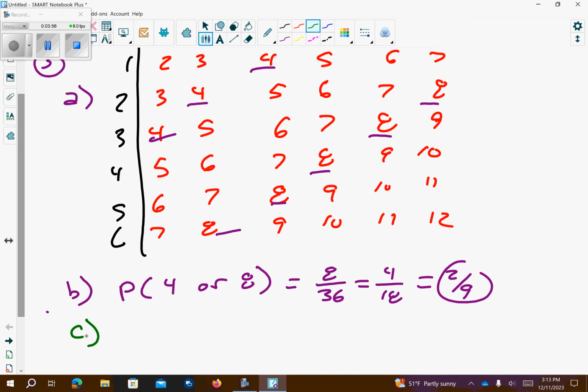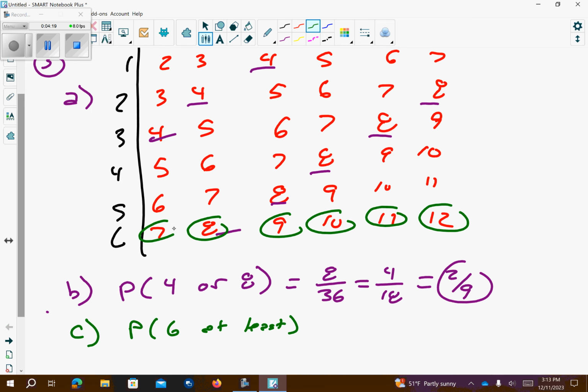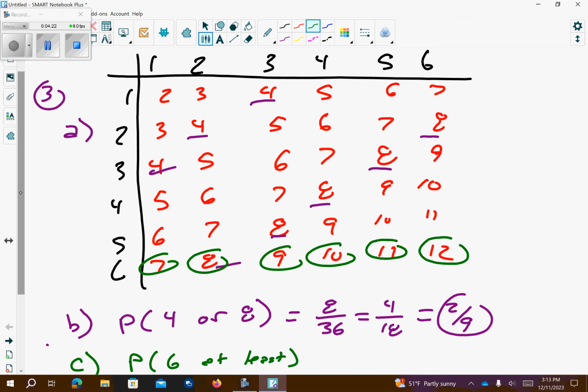Letter C. Probability of rolling a 6 on at least one of the dice. On at least one. So that could be both. All right, so let's think about this. I can have the 6 or the 6. 6, 6, 6, 6, and 6. Or I could go up the other way, so that's on that second die, or I could have these 6s here. So I have 1, 2, 3, 4, 5, and another 6, so I have an 11 out of 36 chance that takes place.